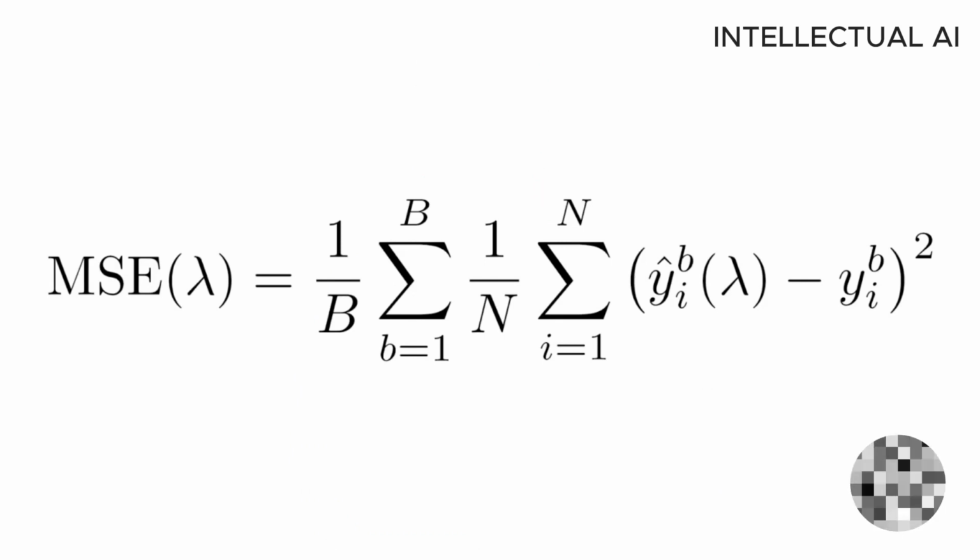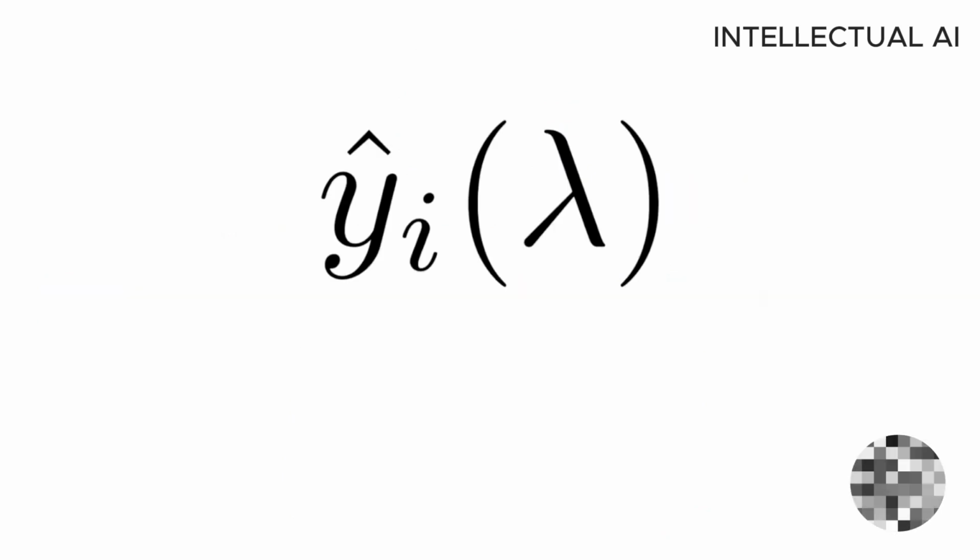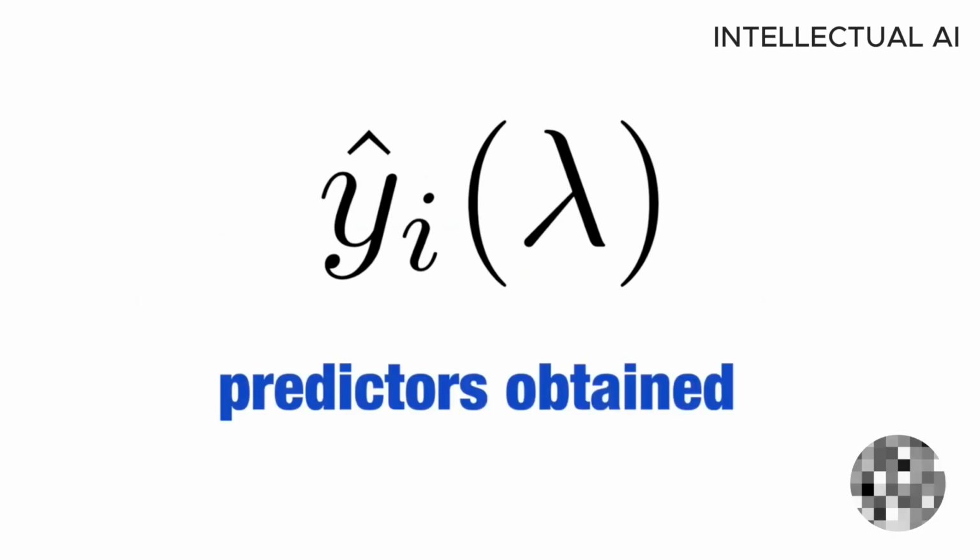For each set of algorithm parameters being considered, we want an estimate of the MSE, and then we will choose the parameters that minimize this estimate of the MSE. Cross-validation provides this estimate. First, before we start the cross-validation procedure, it is important to fix all the algorithm parameters. Although we will train the algorithm on the set of training sets, the parameter lambda will be the same across all training sets. We will use yi hat lambda to denote the predictors obtained when we use the parameter lambda.